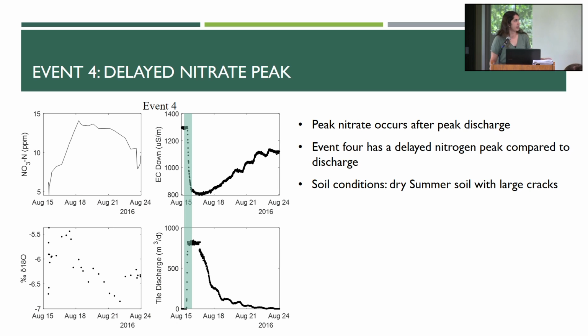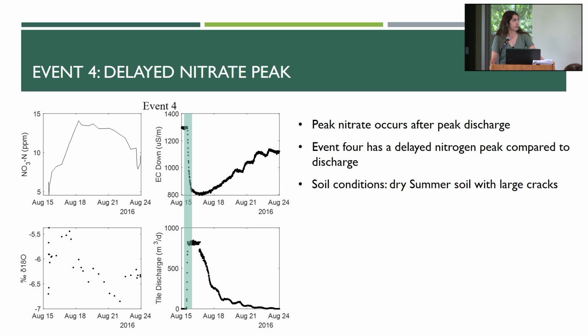You can also see highlighted here in that bar the relationship between electrical conductivity and tile drain discharge. As discharge reached its peak and increased, you could see electrical conductivity decreased, which was one of those key chemical tracers that we looked at to determine the fraction of matrix water versus macropore water.